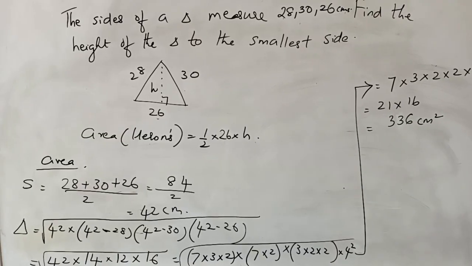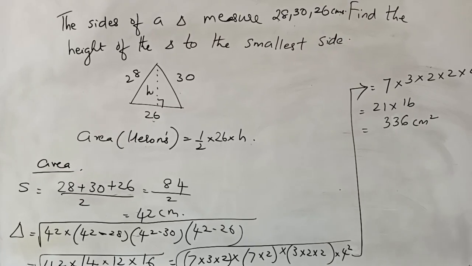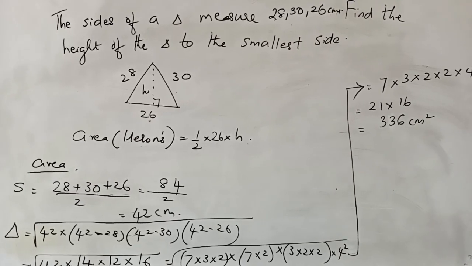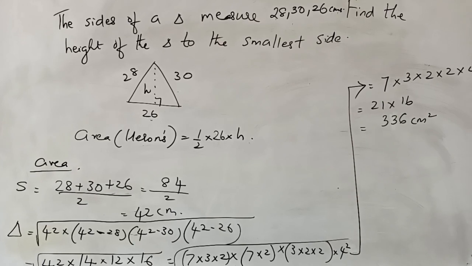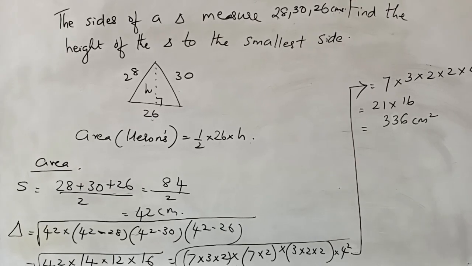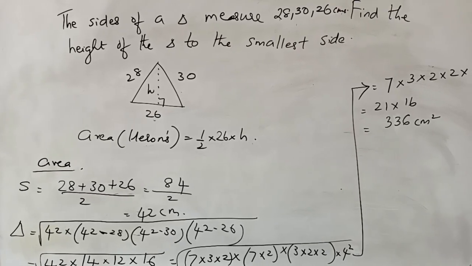The sides of a triangle measure 28, 30 and 26 centimeters. Find the height of the triangle to the smallest side. So here you have a triangle whose sides measure 28 centimeter, 30 centimeter and 26 centimeter. We need to find the value of h to the side 26 because that is the smallest side.